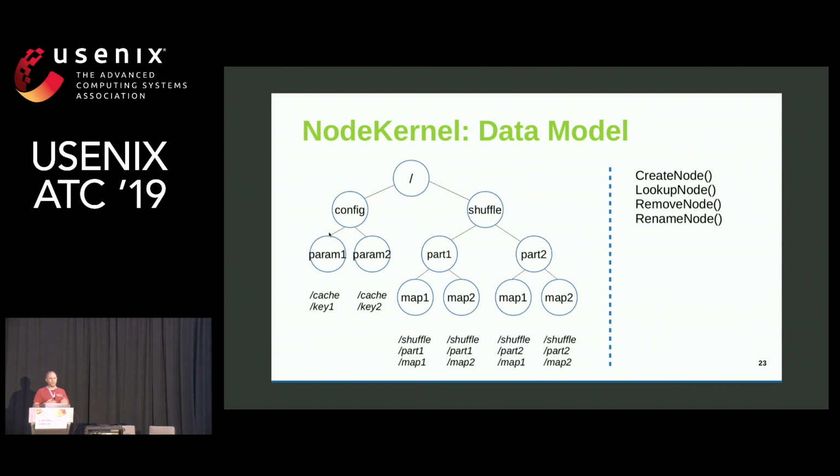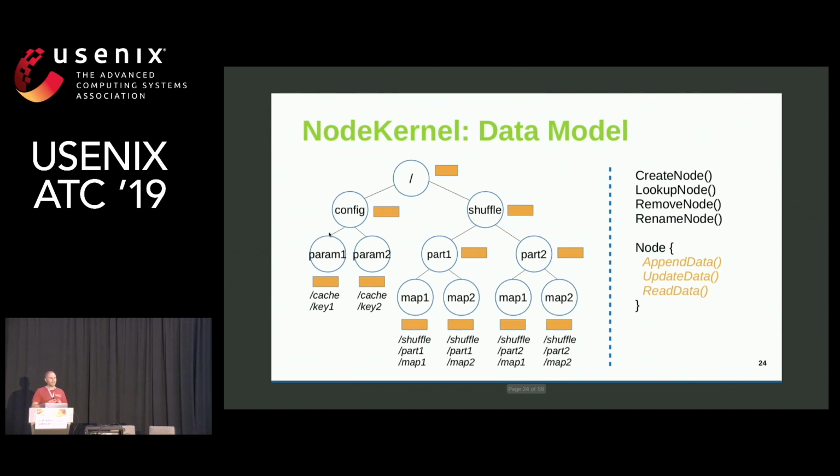Applications can create new nodes, look up nodes, rename nodes, delete nodes, and so on. The hierarchical namespace is convenient because it allows applications to separate different types of temporary data, and also separate logically data from different jobs within a single storage namespace.